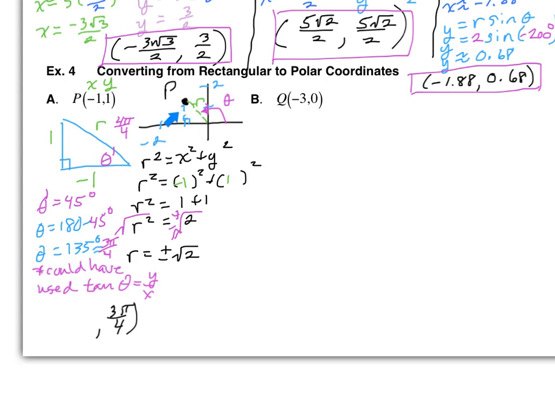So if I want to stay here, will R be positive or negative? To stay there, R would be positive. To shoot through the hole, R would be negative. I don't want to shoot through the hole. I want to stay there. So R is going to be positive. So I'm going to choose my positive value here to go with the 3 pi over 4. So my positive value of radical 2 goes with the 3 pi over 4.